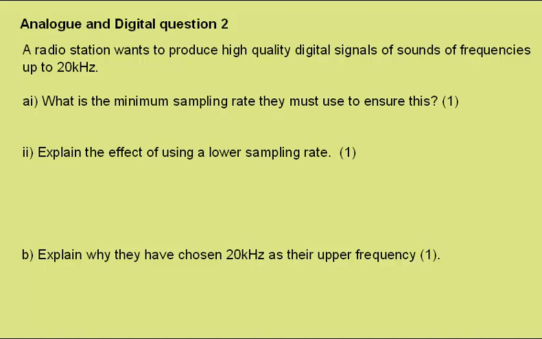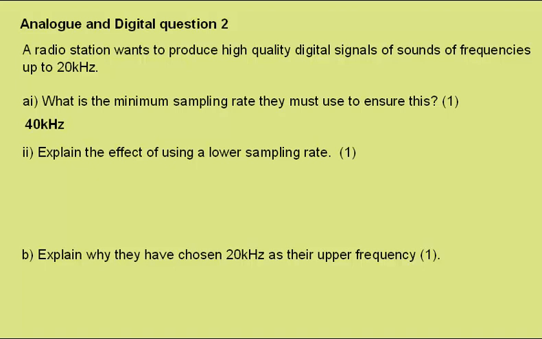Well, this question comes up time and time again. You must remember that the minimum sampling rate is at least 2 times the highest frequency in the information you're sampling. So in this case, 2 times 20 kHz is 40 kHz.